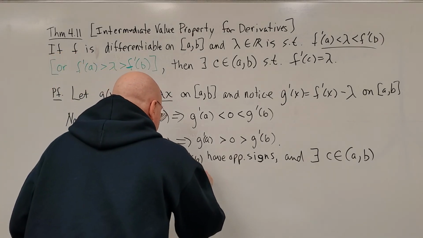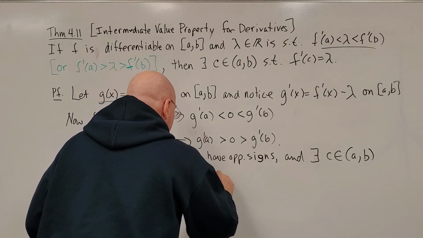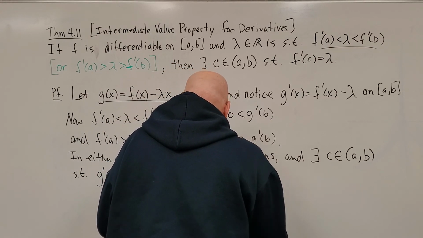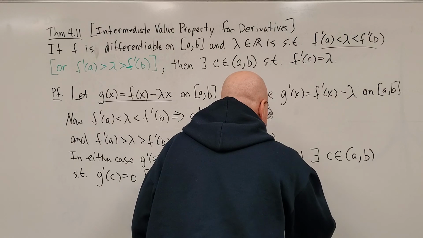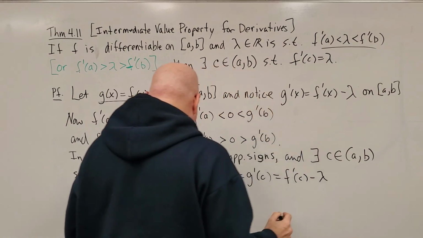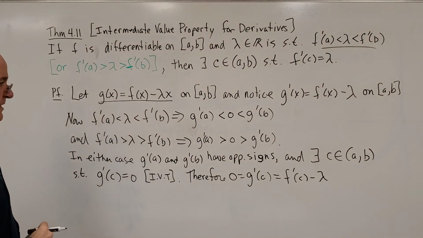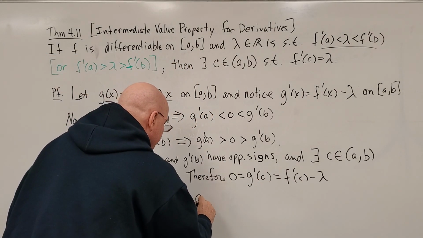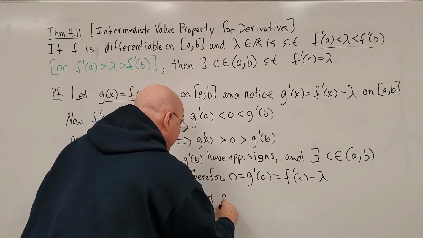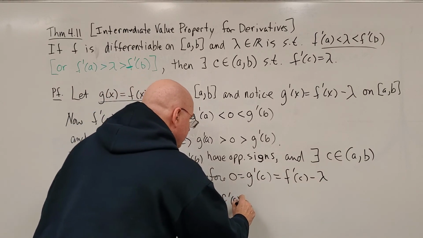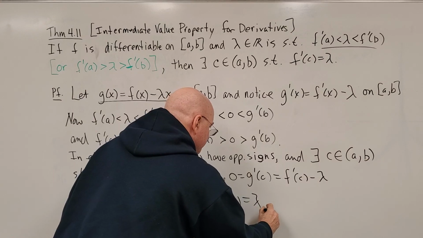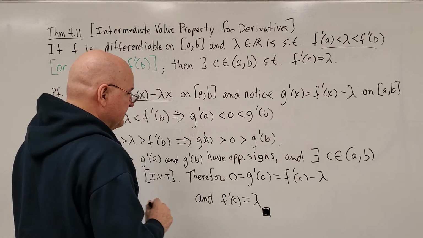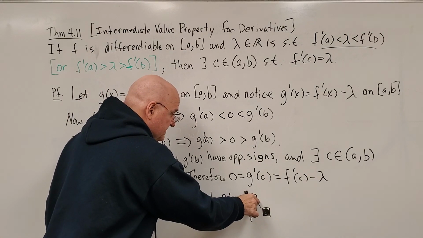All right, therefore, 0, which is g prime of c, which by definition is f prime of c minus lambda. So 0 is equal to f prime of c minus lambda. So that means that f prime of c is equal to lambda. And that's exactly what we tried to prove, or exactly what we proved.